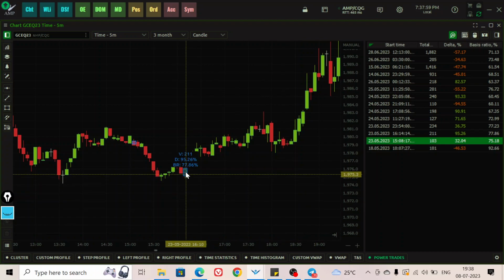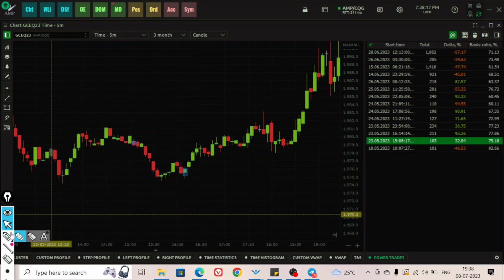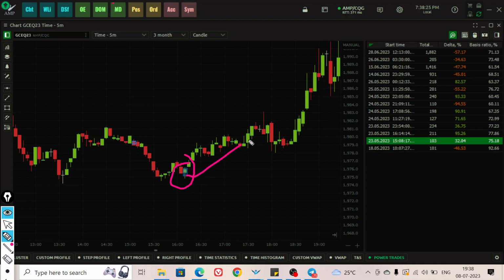So what if I tell you that after this candle price is going to go up? You can see this particular candle is highlighted in this zone, or you can say a type of box, right over here. What if I tell you that this is a bullish candle, and after this price is going to go up? You can clearly see.